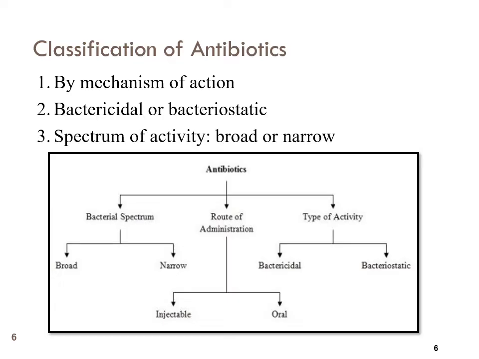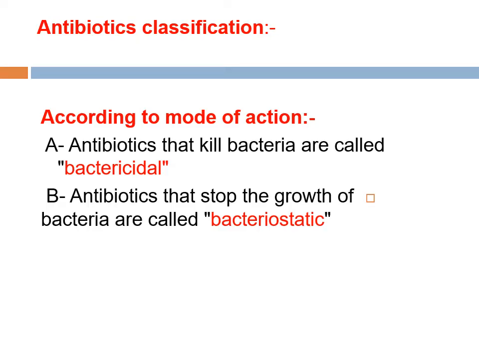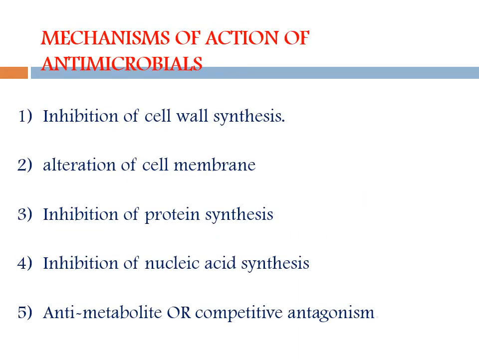A broad spectrum antibiotic has a broad range of microorganisms it can suppress or affect. It can affect both gram-positive and gram-negative bacteria, maybe tuberculosis TB bacilli as well, and so on. If it is a narrow spectrum, these antibiotics or drugs will only affect the gram-positive or the gram-negative bacteria. So according to the mode of action, the antibiotic which kills the bacteria is called bactericidal, and the one which stops or inhibits the growth of bacteria is called bacteriostatic.